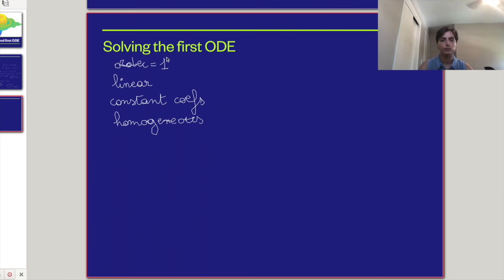So we have something of order 1. That means that the highest derivative that can appear is y prime. That is linear, so y prime is not multiplied by y prime nor by y. That has constant coefficients, and that is homogeneous. So what we have is that a y prime plus b y equals 0 because we want it to be homogeneous. So this is the simplest situation that we can look at for an ODE.